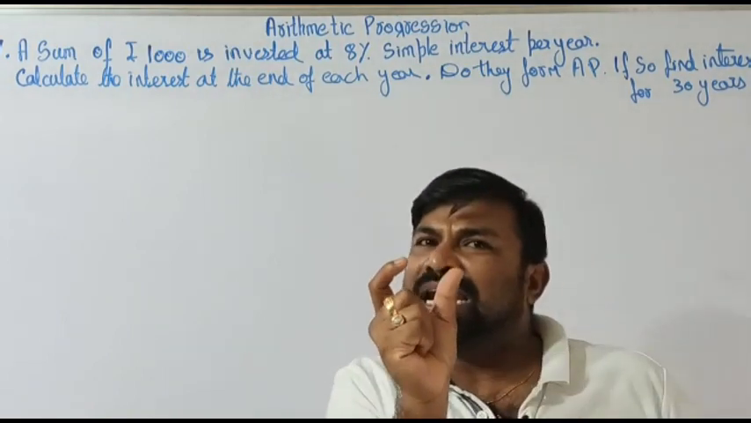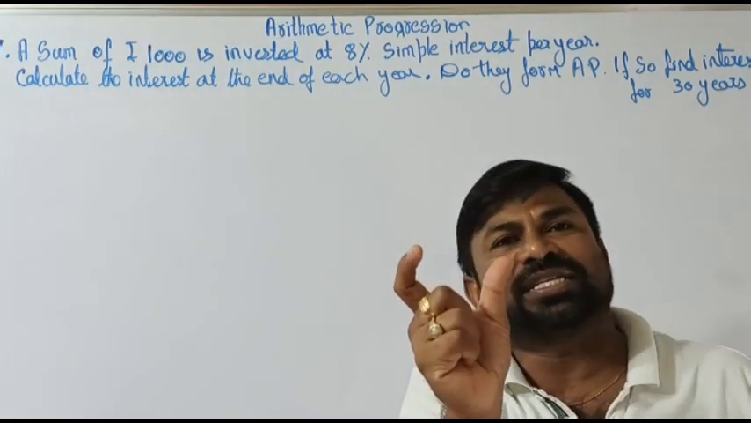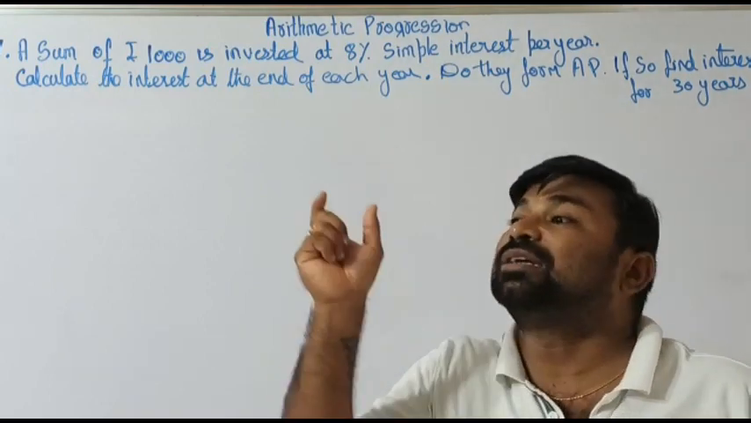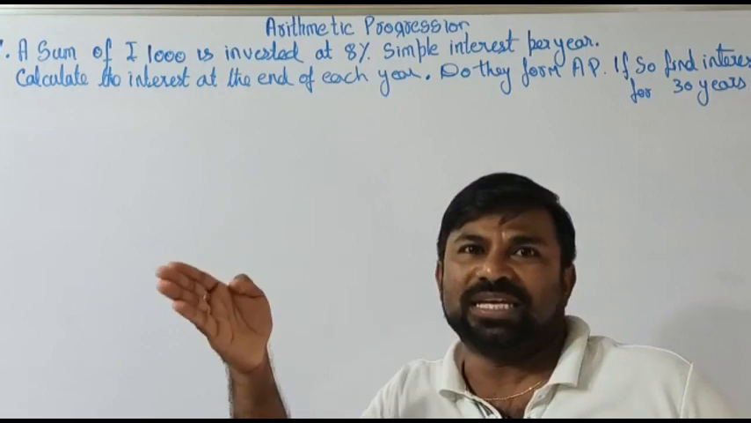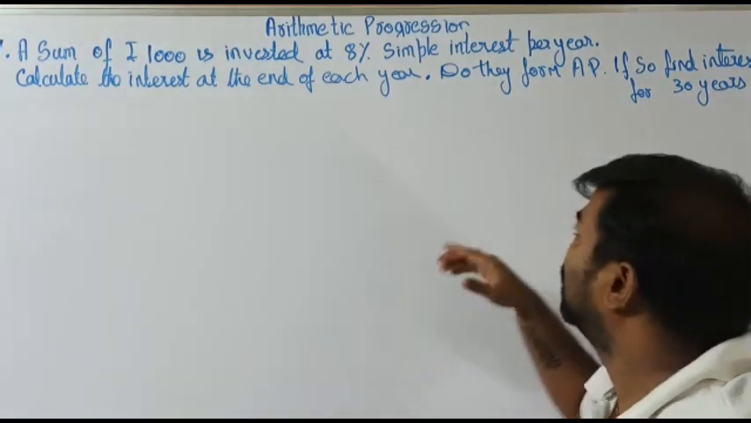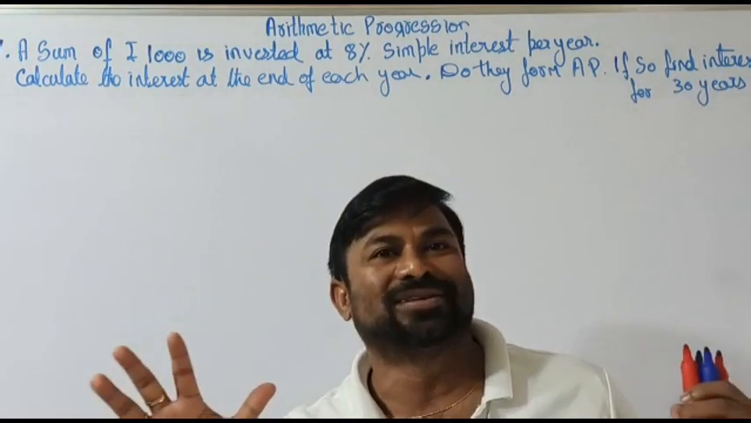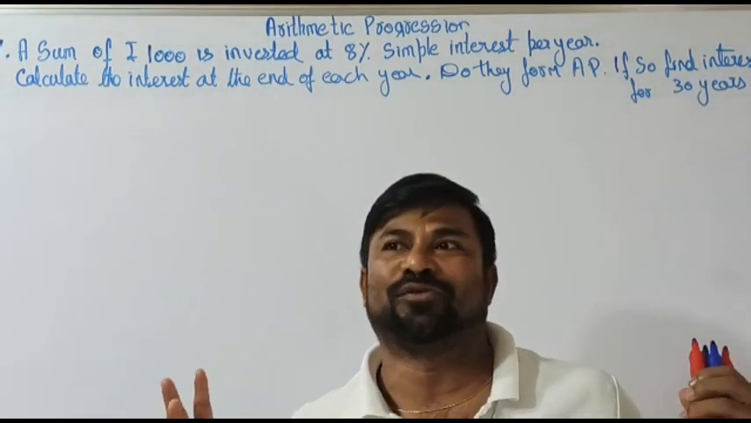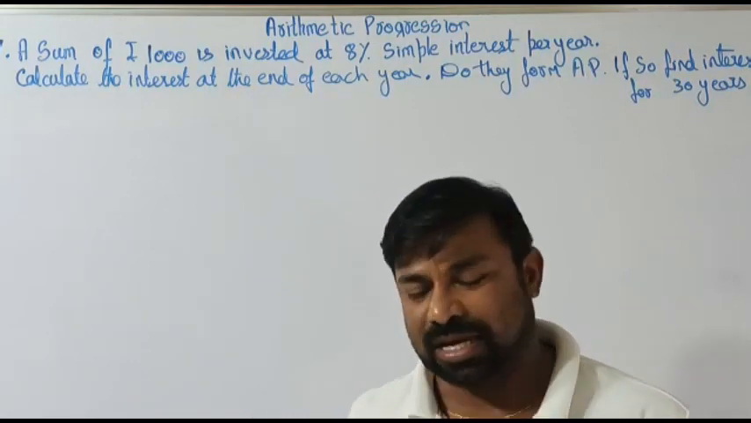The interest collected for the first year, keep it aside. Interest collected for the second year, keep it aside. Interest collected for the third year, keep it aside. Now, if they form a series, is the series in AP? That is the question. Next one. If so, find the interest for 30 years. What is the total amount of interest to be collected after 30 years? It is asking us that.